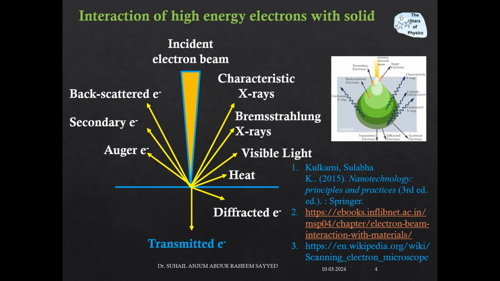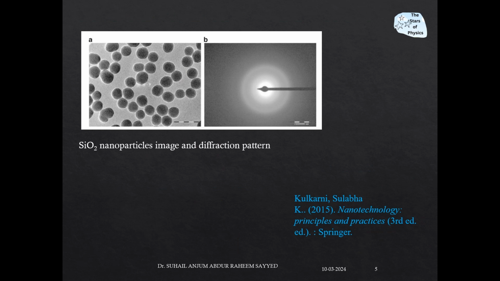Now when the high energy electrons interact with the solid, there will be different emissions like this. Out of these emissions, most of the time we have to take the transmitted emission here, and we have to detect them with the help of a suitable detector in the case of TEM. As we have seen in the case of SEM, the back scattered and secondary electrons and the characteristic X-rays were used. Now in this case, the transmitted electrons are generally used. So these are the transmitted electrons.